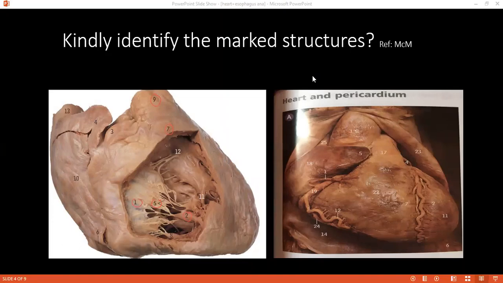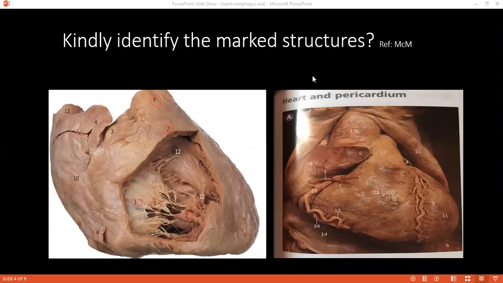What is the normal variation that one can find? Usually the posterior interventricular vessel comes from the right coronary artery, but they can be equal, or there can be left dominance in 10% of cases. Can you please tell me the innervation of SA node and AV node?